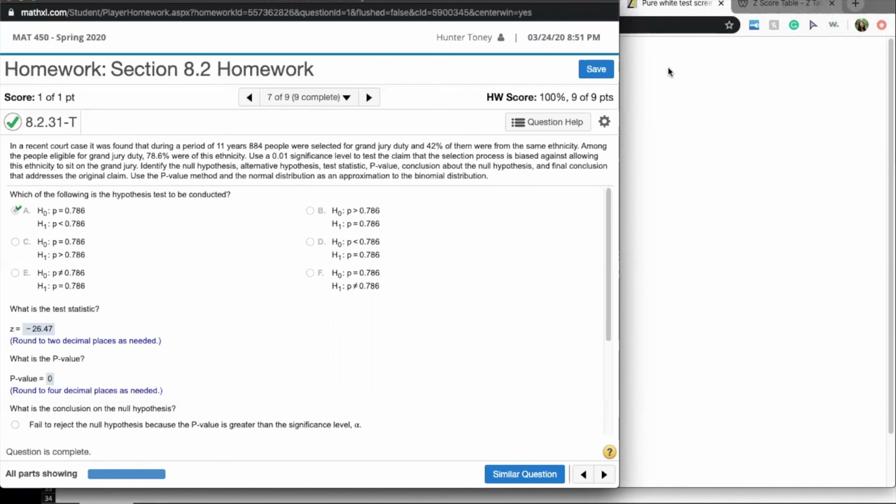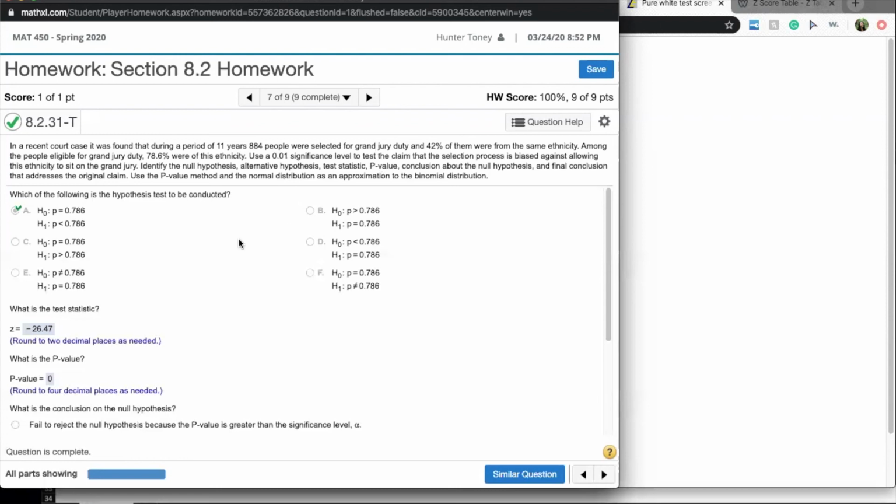So now we're going to use a 0.01 significance level to test the claim that the selection process is biased against that same ethnicity to sit on the grand jury. So we want to identify the null hypothesis, alternative hypothesis, test statistic, p-value, and then make a conclusion about the null hypothesis and a final conclusion that addresses the claim, which is a lot.